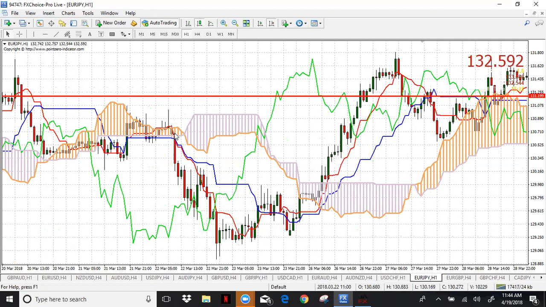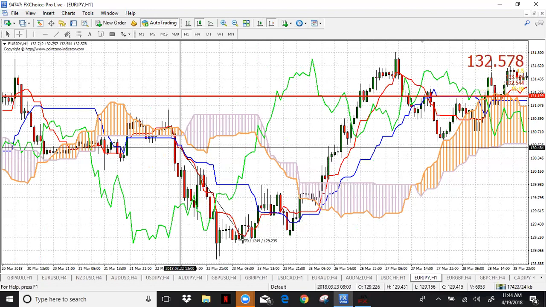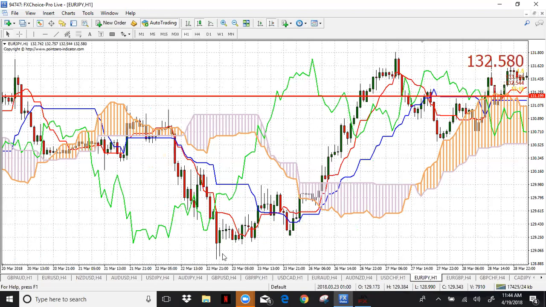So same thing here. It crossed over. It went through the cloud. And as you can see, how many pips was that? It's a good 100, what? 150 pips. Amazing. It's awesome. So those are the first 2 confirmations.